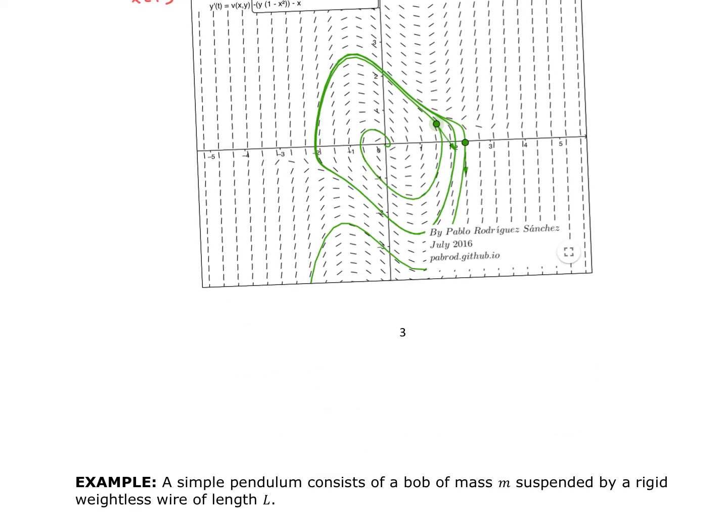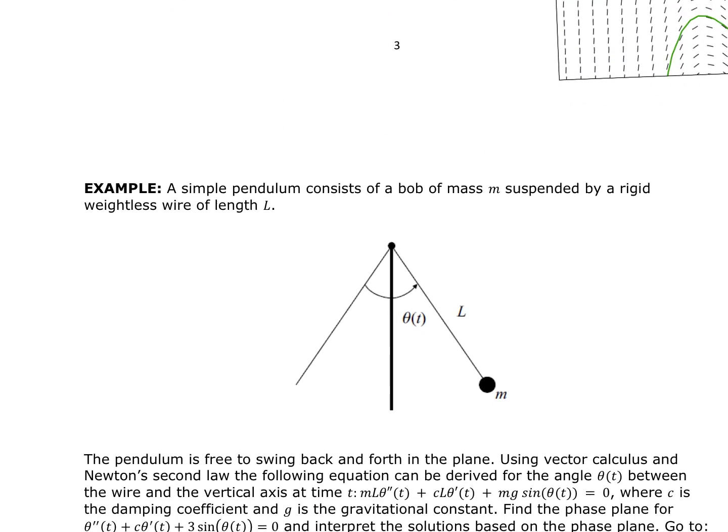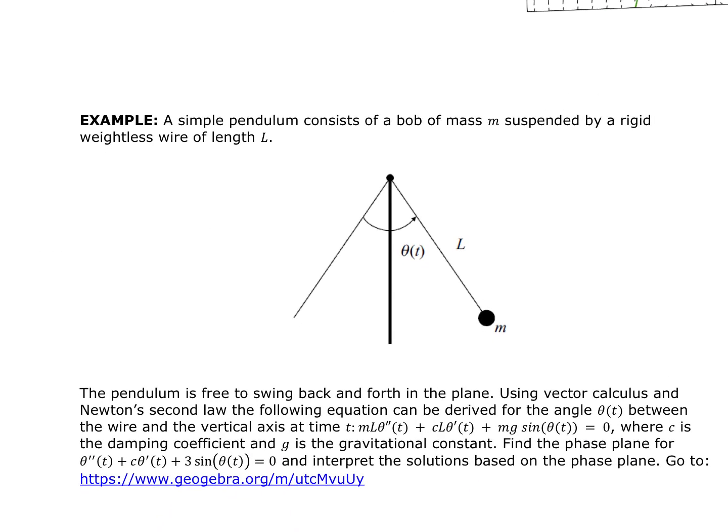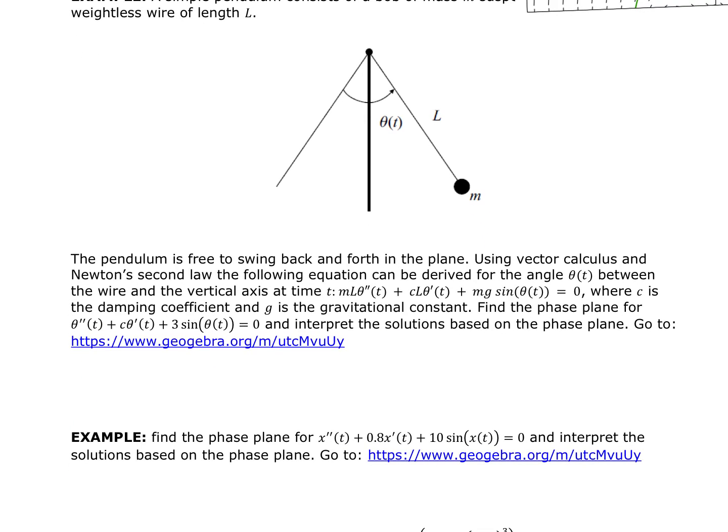Now, we're going to talk a little bit about pendulums. I'm just going to move that up and out of the way. A simple pendulum consists of a bob of mass m. Here's my bob of mass m, suspended by a rigid weightless wire of length L. The pendulum is free to swing back and forth in a plane.